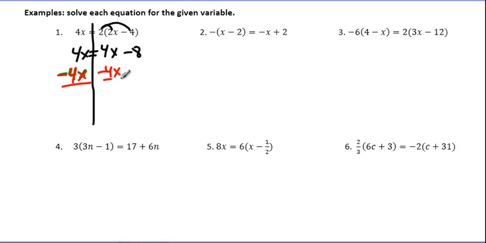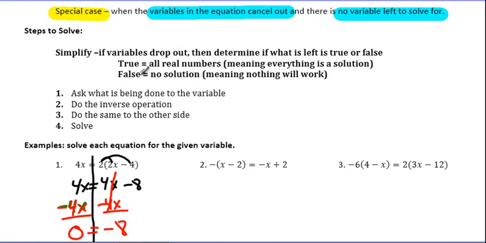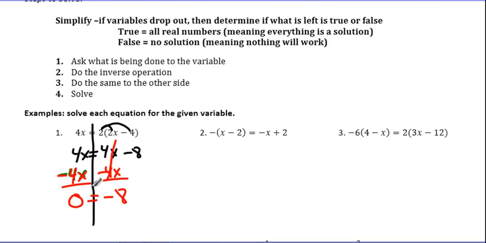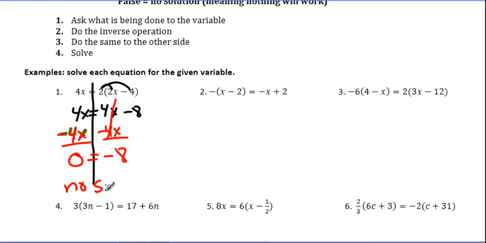Over here I get 0. Over here these cancel, and I still have a negative 8. You'll notice I don't have a variable anymore. When this happens, we go back to the statement up above and ask ourselves a simple question: is this true or false? Does 0 equal negative 8? Of course not. That's false. So we would say that there is no solution to this problem. That is the answer. No solution. In other words, you cannot find a number that will make these two sides equal.